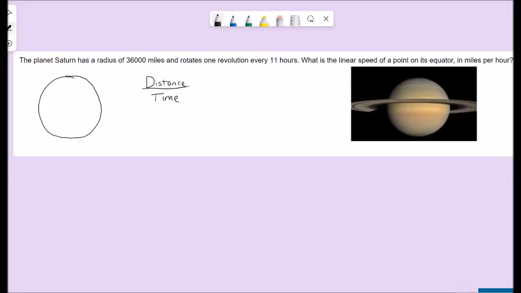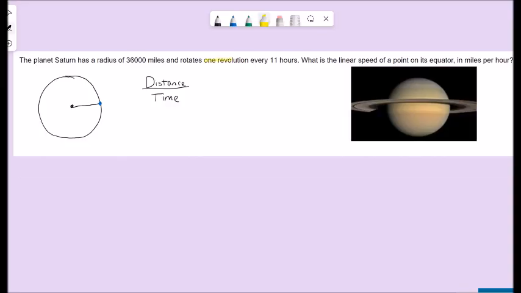Let's see here. What do we got? We got a radius of 36,000. So I'm going to draw that. Oh, it's not a very good drawing here. But this is the point and it's traveling. So let's figure out. 36,000 miles, 1 revolution every 11 hours.